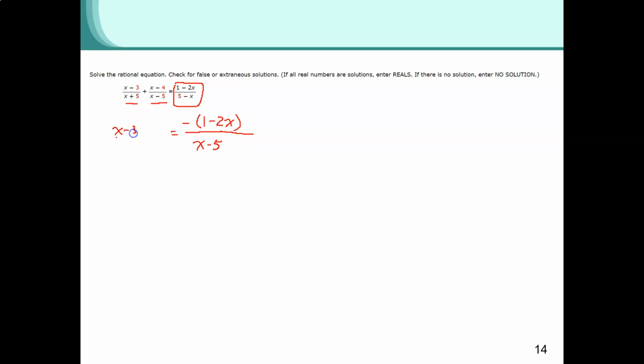Now the left hand side, let me copy down. I have x plus 5 here, plus x minus 4 over x minus 5. Now we need to find the LCM. The least common multiple would be x plus 5 multiply with x minus 5. Because I have x plus 5 here, this term is x minus 5, they are different. So I need to multiply these two. So when I have these two combined together, it will turn to the least common multiple.